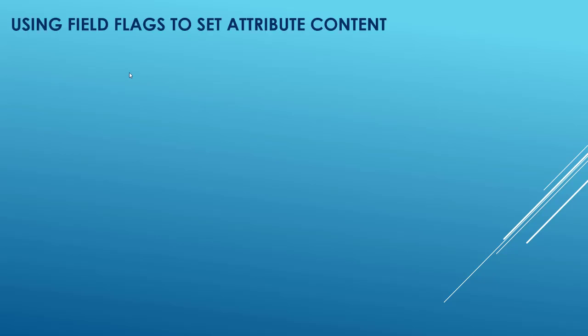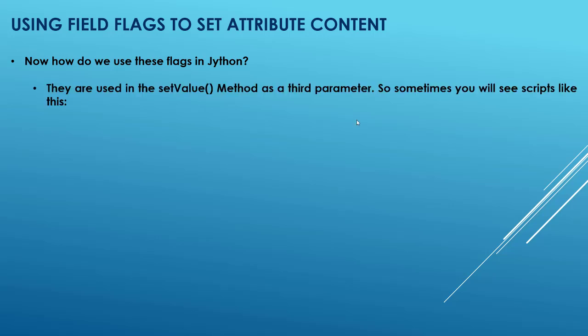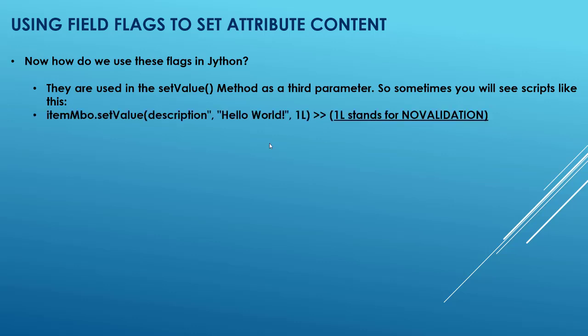We'll see a practical example soon about using field flags to set attributes. Now, how do we use these flags in Jython? They are used in the setValue method, where we have the flag as a third parameter. So sometimes you will see a script like this: item MBO setValue description. This is your field, and you should replace this field by this one, hello world, 1L.